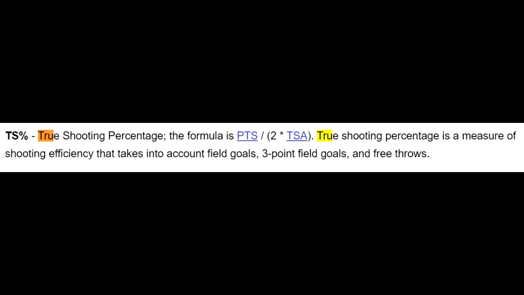Alright, and now we're going to look at true shooting percentage. True shooting percentage is a measure of shooting efficiency that takes into account field goals, three-point field goals, and free throws. Really important stat right here. Last but not least, let's look at box plus minus, a really important statistic to look at.